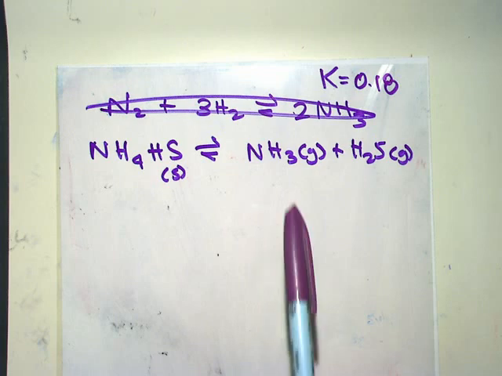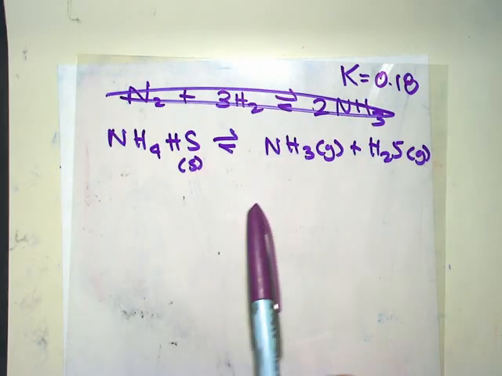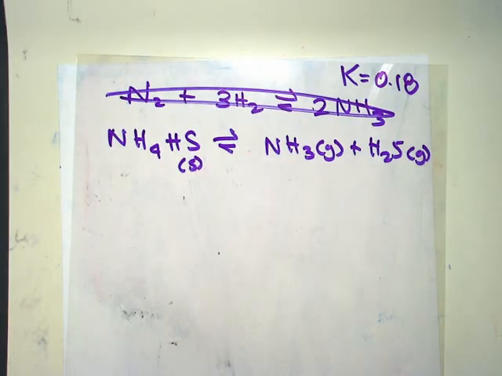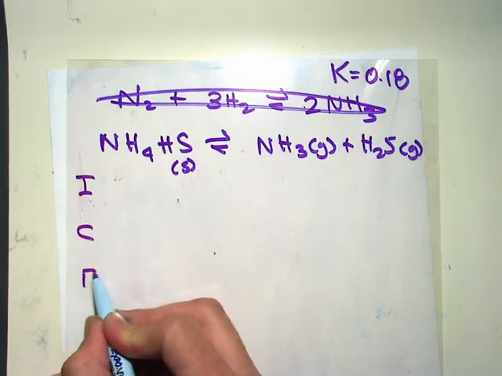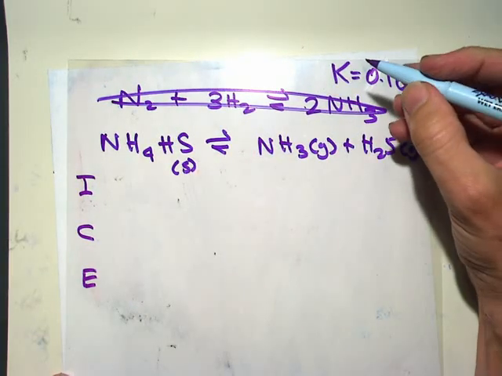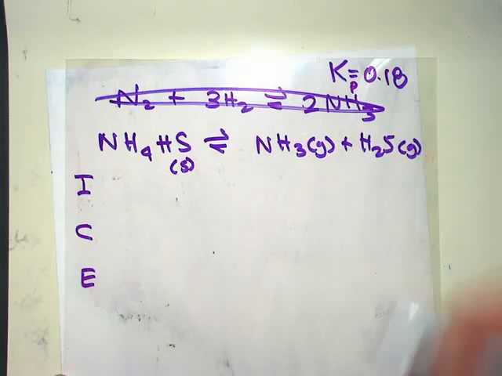I ignore it. It's a solid. What do I put here? 0 and 0. Nothing's given. Now there's likely a solid in the container, but because I don't have any information about these two, what they're saying is they start off with 0.